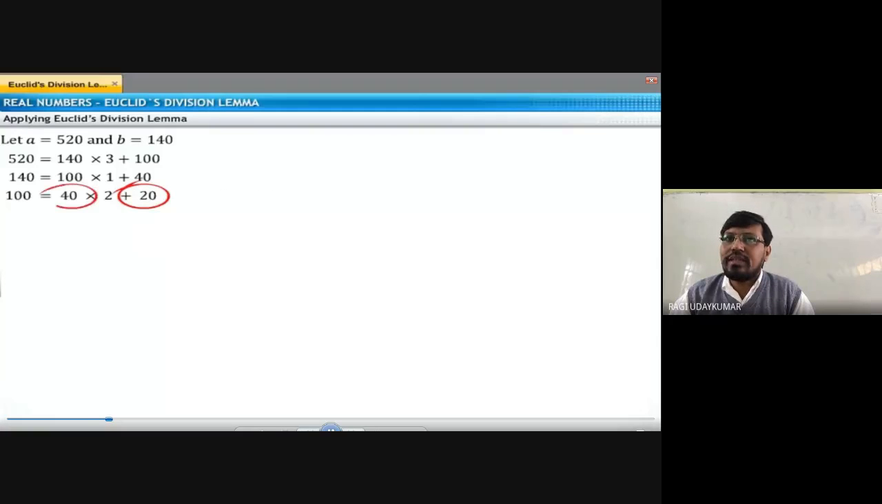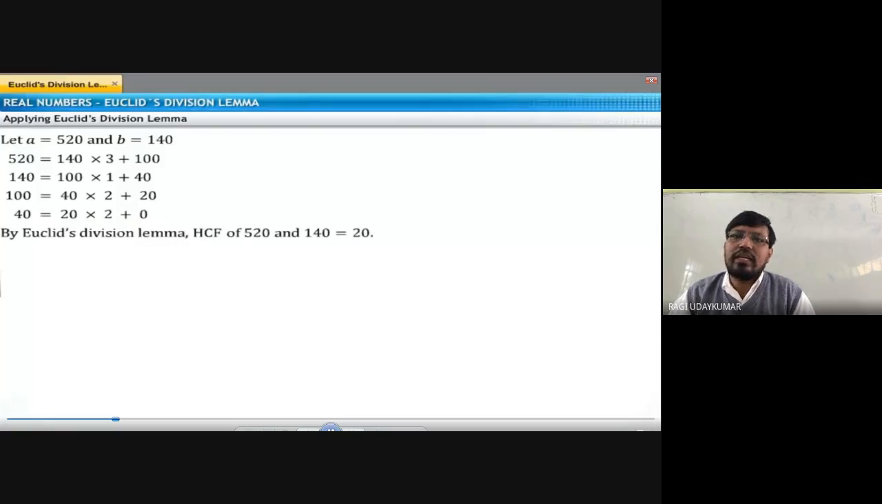Then you take 40 as A and 20 as B. 20 times 2 is 40, exactly 0 you got. So 40 can be written as 20 into 2 plus 0. Then 20 is the B, and whatever you get here is the HCF of the two numbers 520 and 140. That means he is taking 20 shelves.